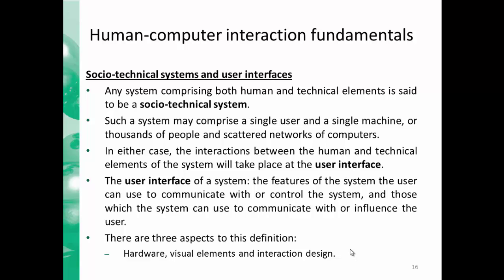Now, after all these discussions, we can come out with a definition of the user interface of a system. There are the features of the system the user can use to communicate or control the system. It also includes the features that may influence the user to communicate with the system. In this definition, we have three aspects: the hardware, the visual elements, and the interaction design.